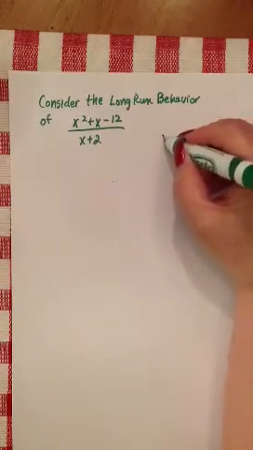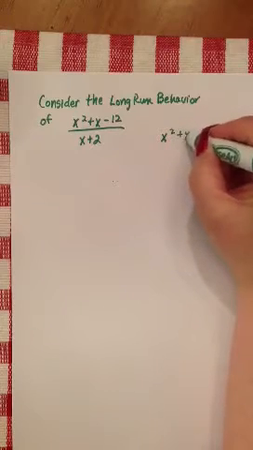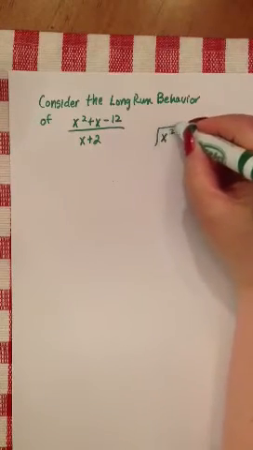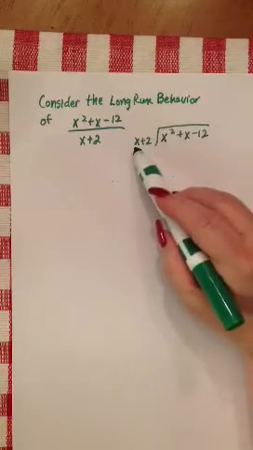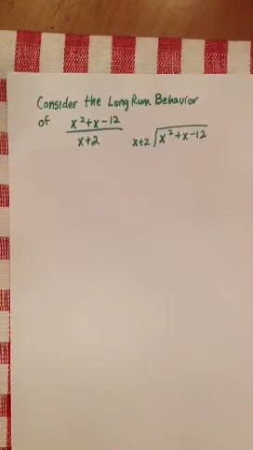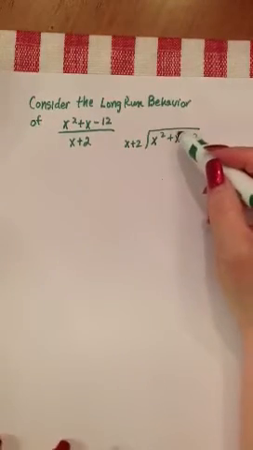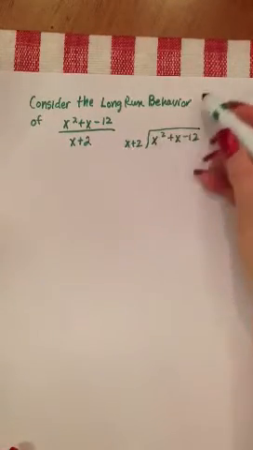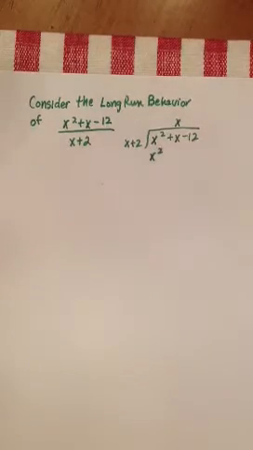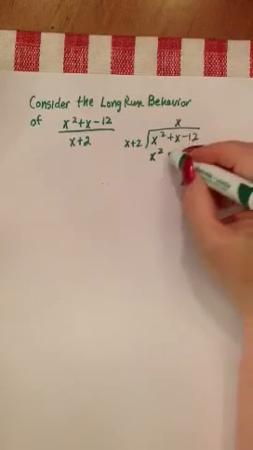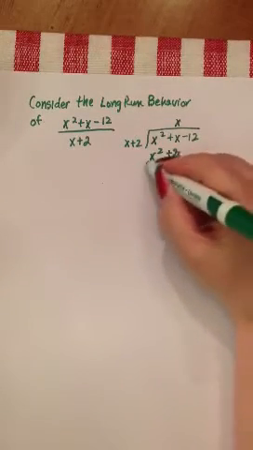So we would have x squared plus x minus 12 divided by x plus 2. Then you'd ask yourself, what do you have to multiply x by to get x squared? So it'd have to be x. So x times x is x squared. Let me make sure we can still see this because I kind of moved it. Yeah, we're fine. And x times 2 is 2x.